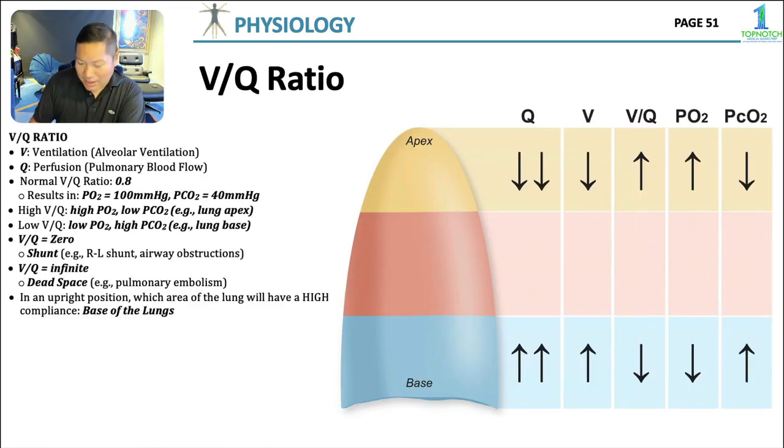Next, let's discuss ventilation-perfusion ratio. V is ventilation, hangin. Q is perfusion, blood flow. I didn't use letter P because usually P in physics stands for pressure.